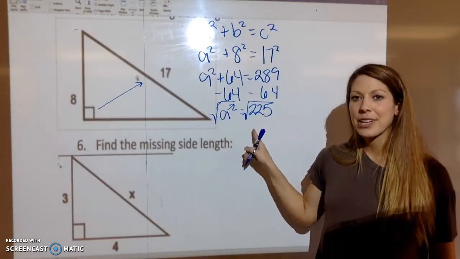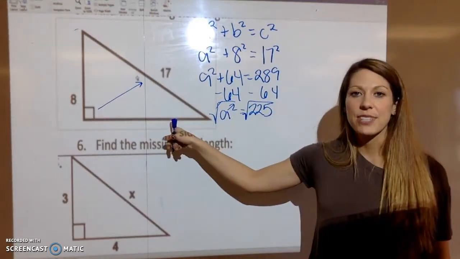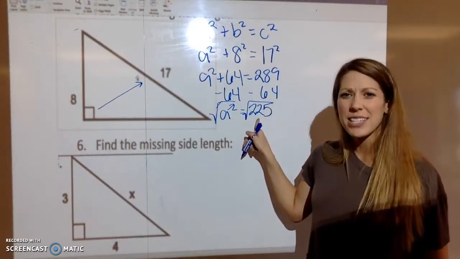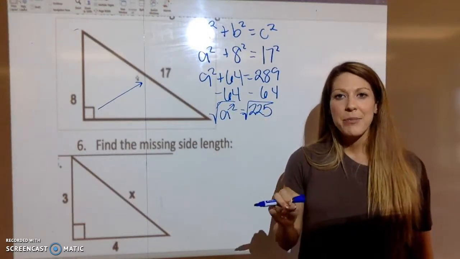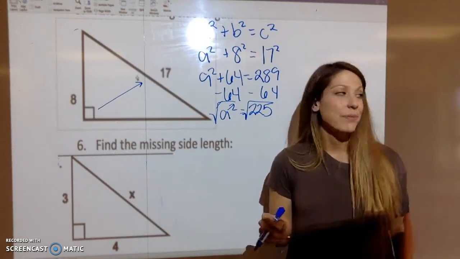The square root of 225 is 15, so that's how we got the answer for this side length as 15. Now, I know that you might not have known this off the top of your head. The one on the midterm you will be able to know, or at least find really easily.